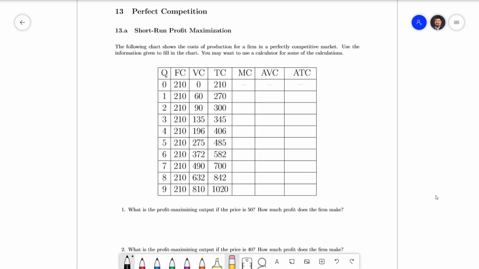For the marginal cost column, we need to see how much the total cost is increasing for each unit of output. For the first one, we have 270 minus 210, which is 60. Then we have 300 minus 270, which is 30. 345 minus 300 is 45. And so on.